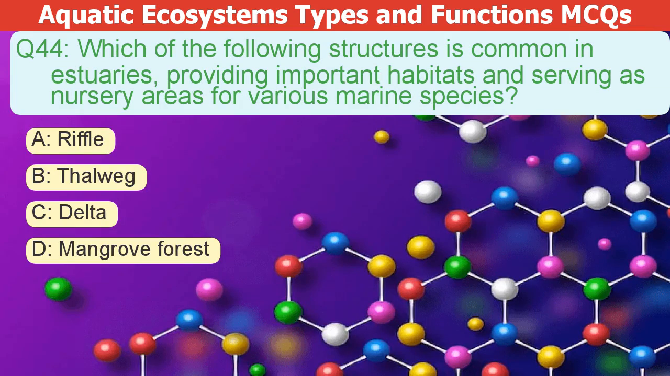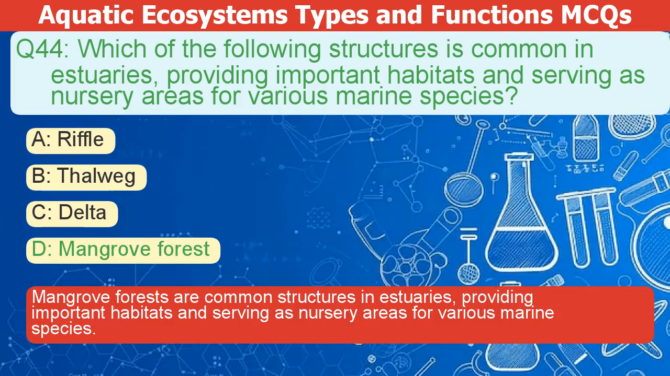Which of the following structures is common in estuaries, providing important habitats and serving as nursery areas for various marine species? A. Riffle. B. Thalweg. C. Delta. D. Mangrove forest. The correct answer is D. Mangrove forests are common structures in estuaries, providing important habitats and serving as nursery areas for various marine species.